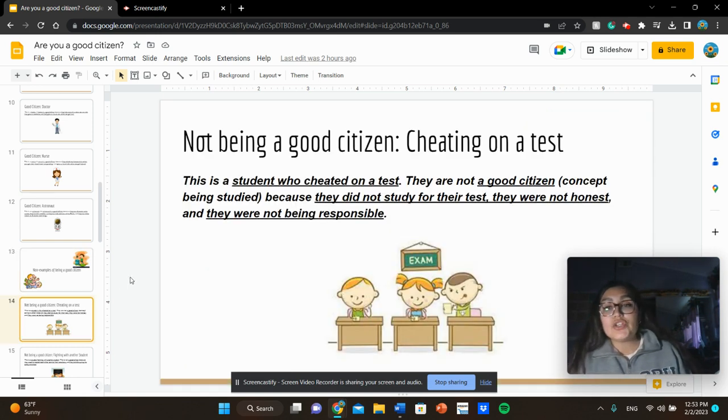So first, cheating on a test is not being a good citizen. Why? Well, we cheat when we don't study for a test, right? We don't feel prepared, right? And also, we're not being honest to ourselves. And we're not being responsible either. So, cheating on a test is not being a good citizen.